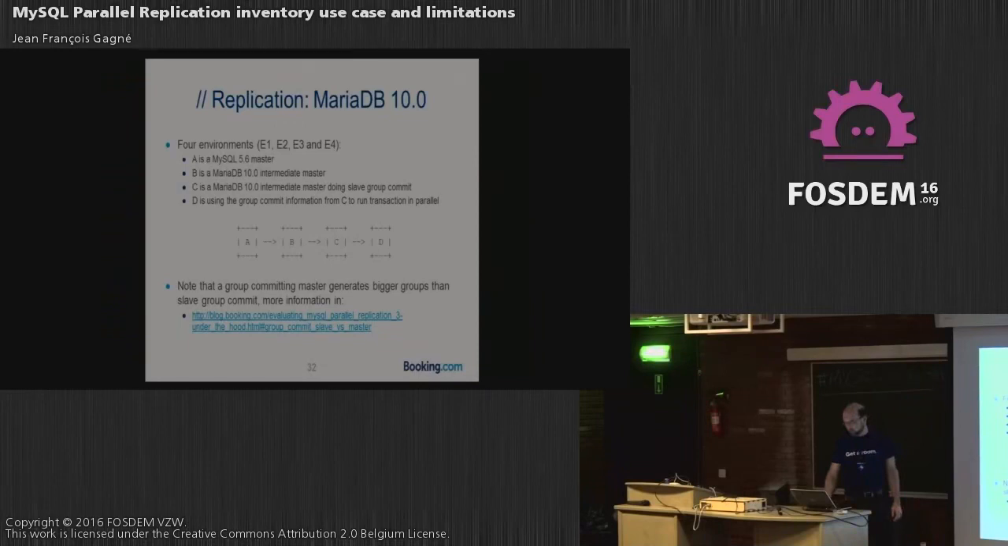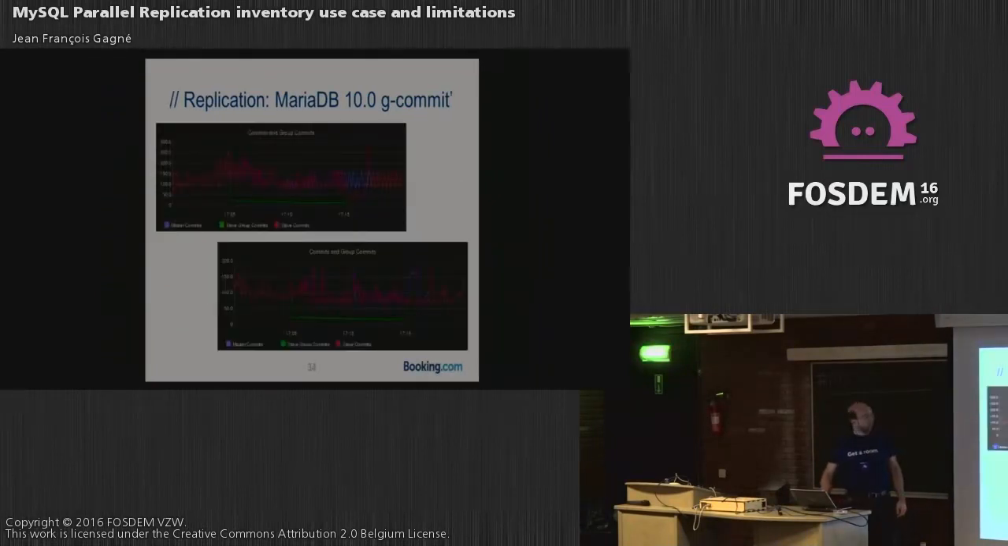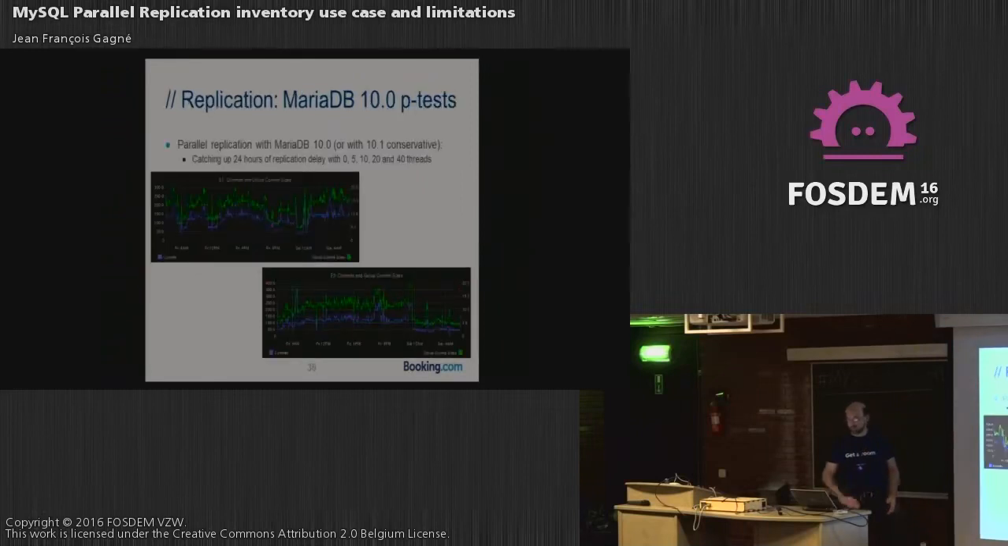A small comment, details are in the blog post I published about 10 months ago. So group commit, I will skip. Slave group commit has very interesting properties. It can go from not a lot of transactions per second, 50, to much more, but I don't have a lot of time to discuss that if I want to present all the other results.